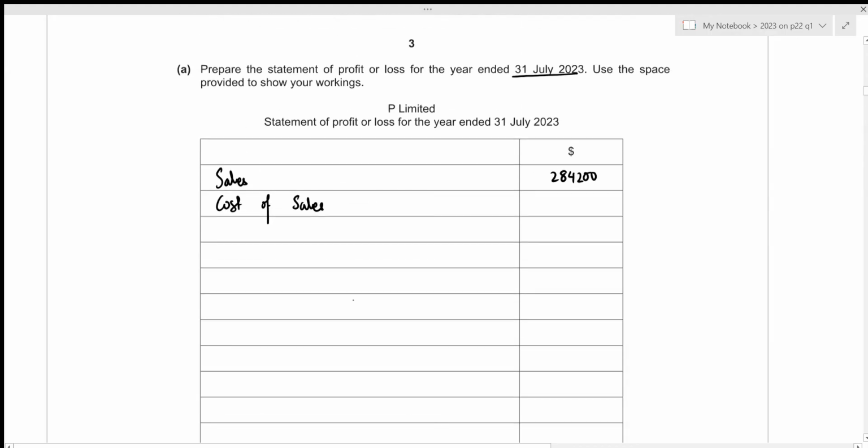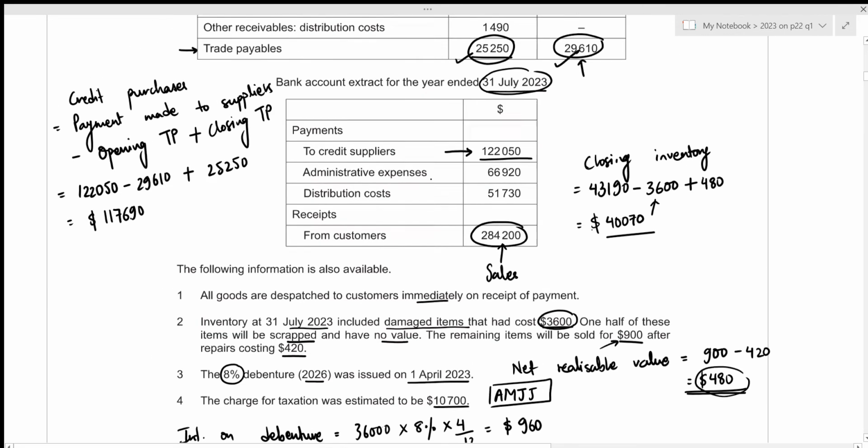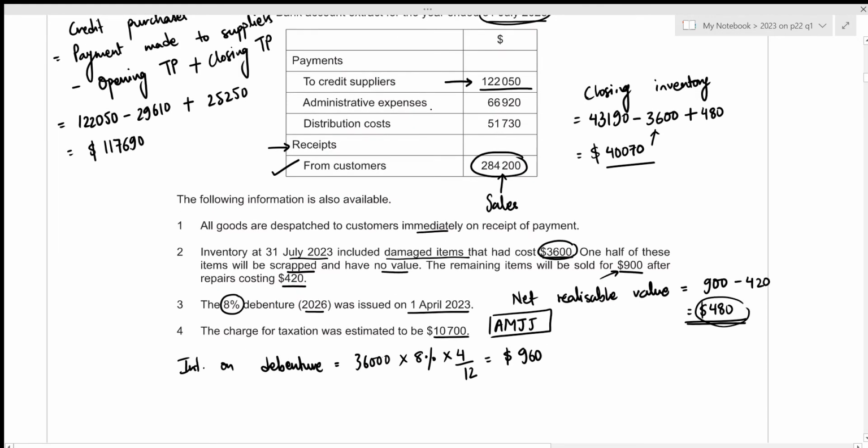114,420. Now we need to subtract this amount from our sales in order to get the value for our gross profit. So that will be 284,200 minus 114,420, which is 169,780. All right. We are not given any other income because remember, in our receipts section, we only have receipts from customers, and this is the value that we received for sales. So we can move towards our overhead section.